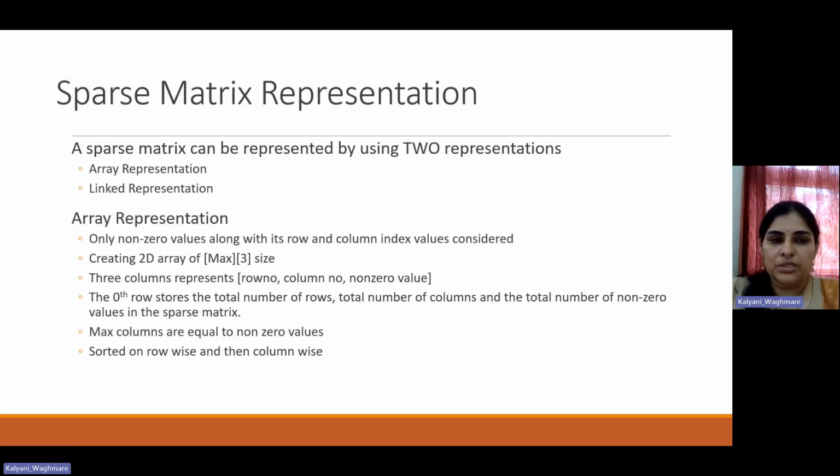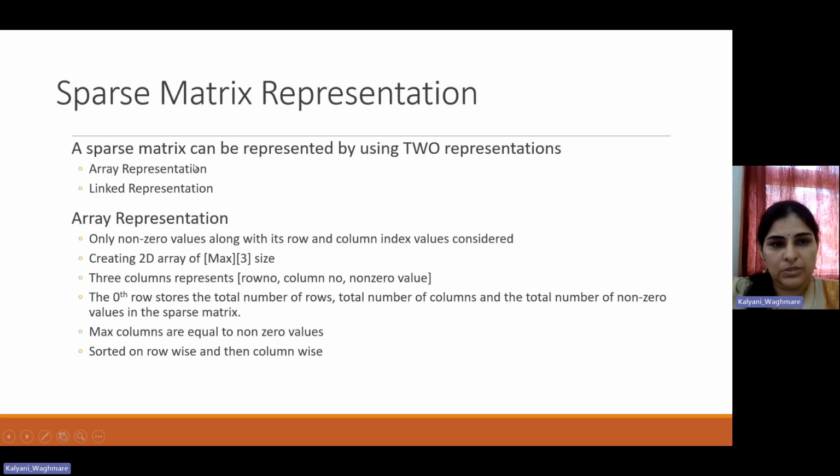When we are converting any matrix into a sparse matrix, at the first row, or we may say the zeroth row, initially we will store the order of that matrix, meaning in the original matrix how many rows and columns are there. So at the zeroth row, the number of rows, the number of columns, and the number of non-zero terms present in the original matrix will be stored. And starting from the first row, all the non-zero value entries we are going to store.